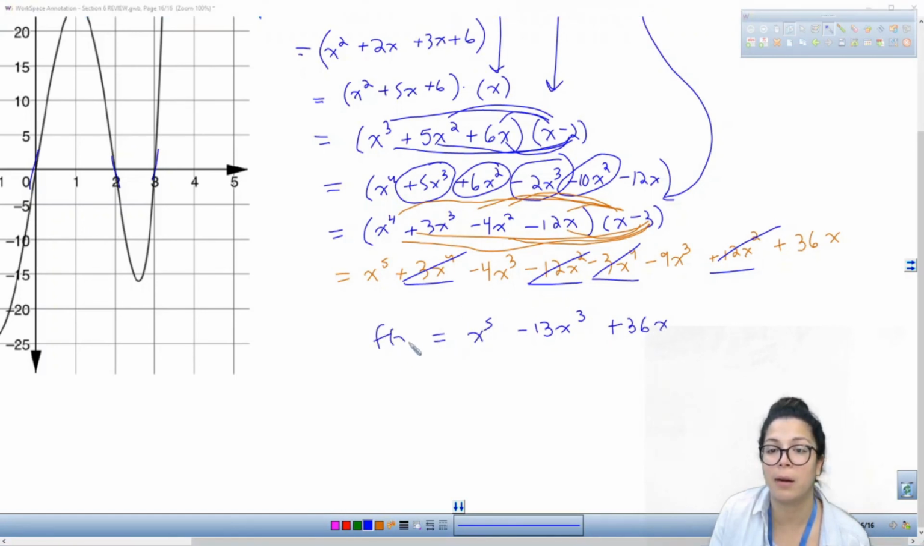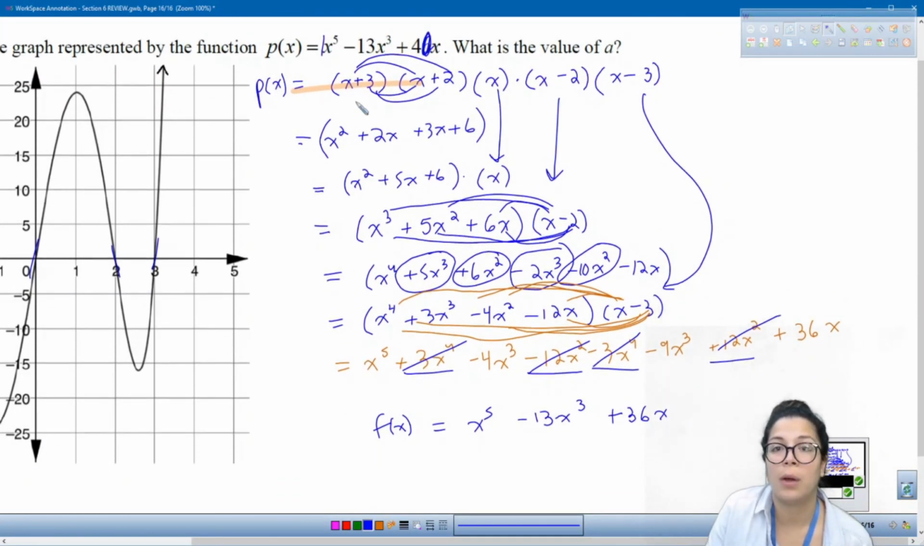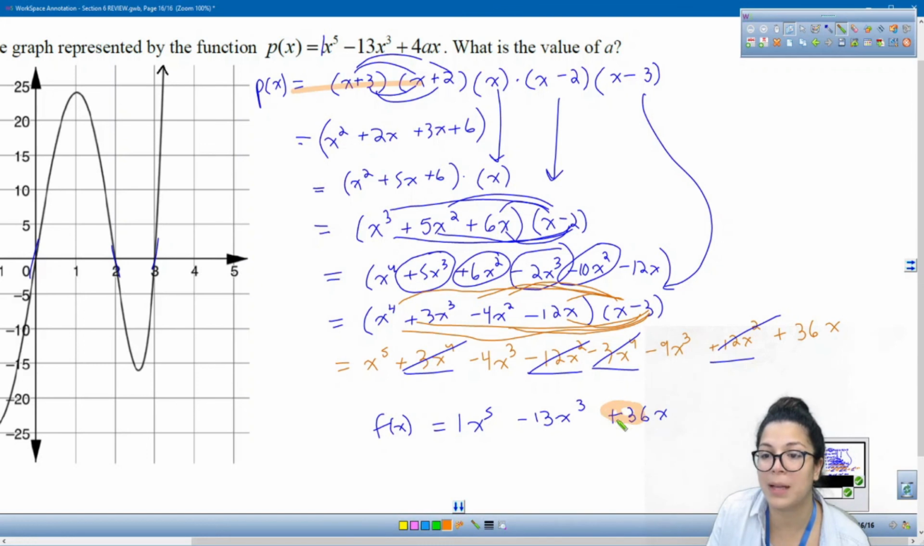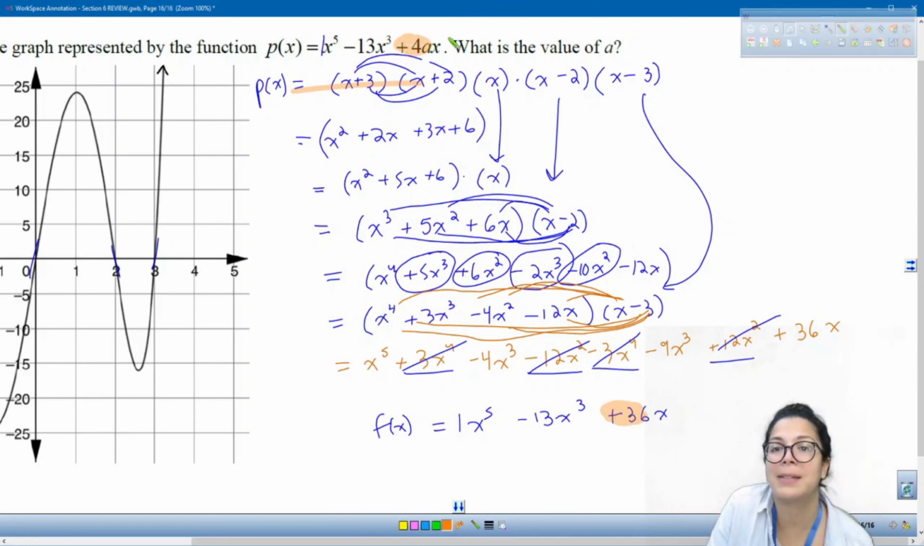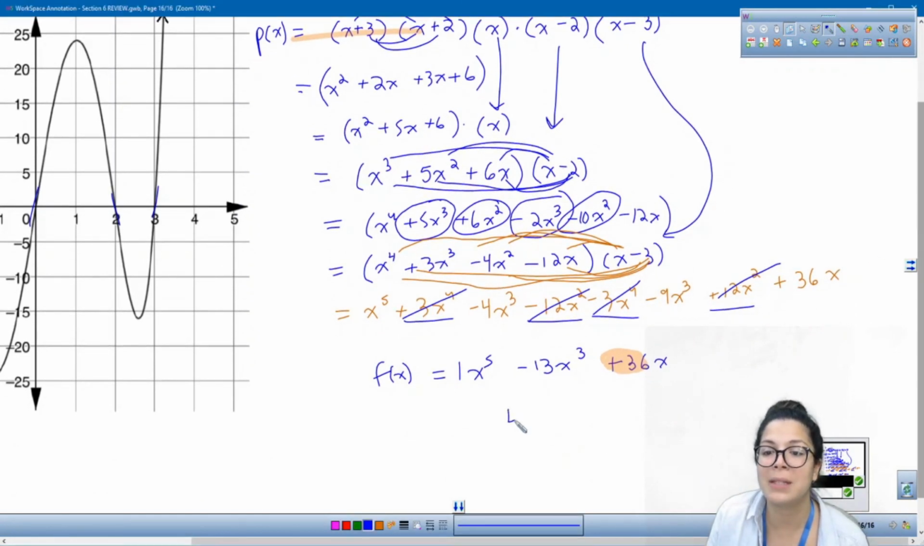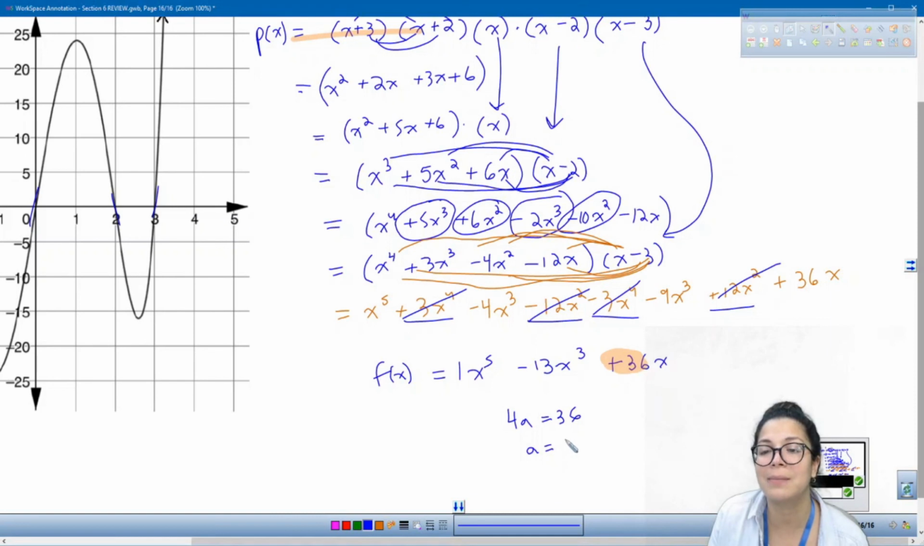Now let's compare that with what we have over here. So 1x to the power of 5, perfect. Minus 13x cubed, perfect. And then we need to find the value of a. The coefficient of the x term is positive 36. The coefficient that they're giving here is positive 4a. Those two have to equal each other. So that means that 4a has to equal 36. If I divide by 4 on both sides, that tells me that a is 9.